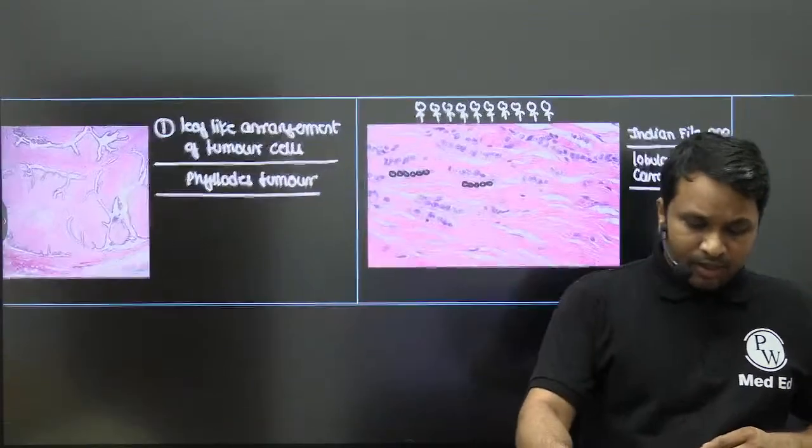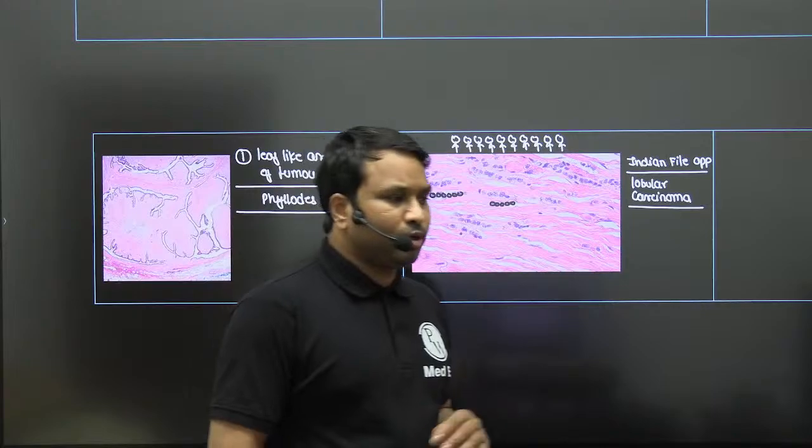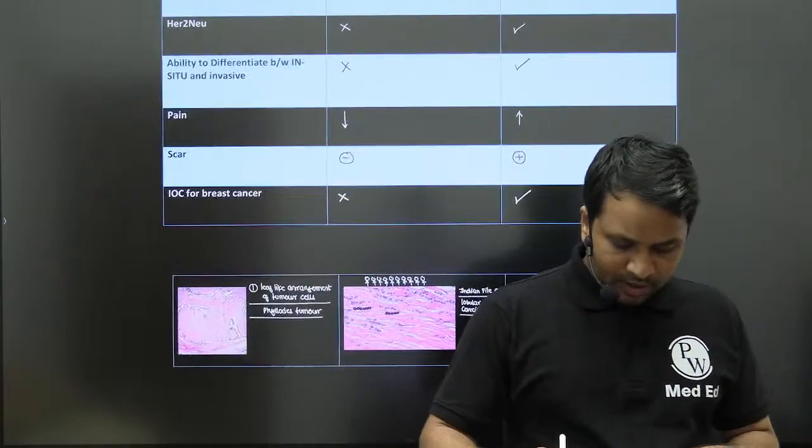Okay. So we had the phyllodes as well as the lobular carcinoma. There are two important histopathological slides that you have, right?